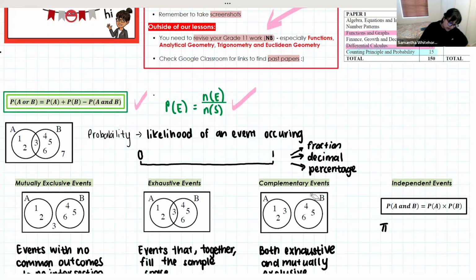Right, now the probability rule, which I will write down in a second, is one that you do not get, but one that you need to know. I can guarantee you that they are going to ask you something to do with independent events. So you need to know the rule.